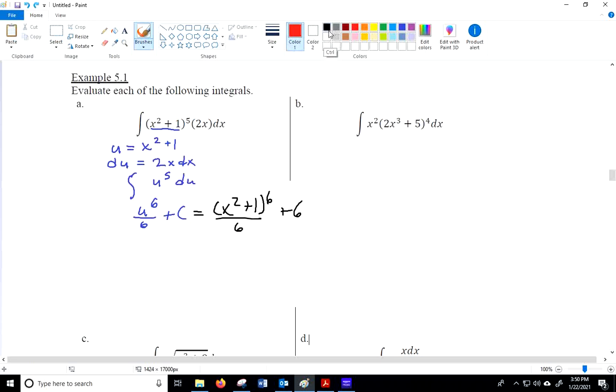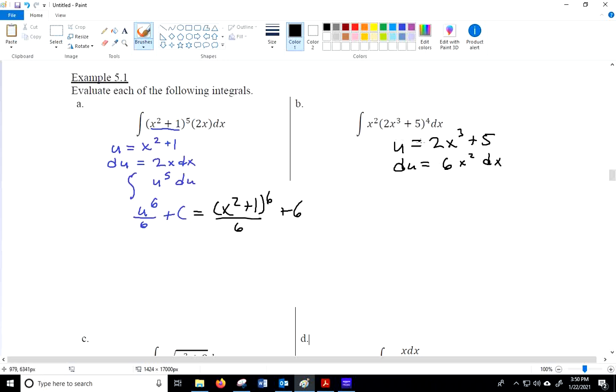Okay, let's do another one. Okay, can you picture what I would let my u be here? I'm going to let it be this thing inside to the fourth power, the 2x cubed plus 5. Let's take a differential. du is equal to 6x squared dx.